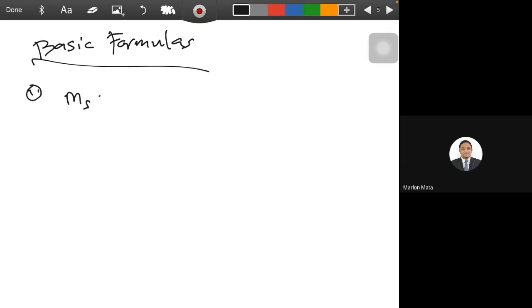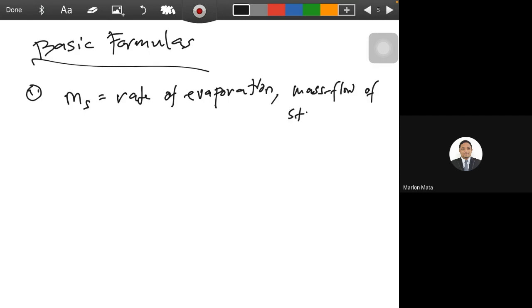So the mass of steam again is the rate of evaporation. The rate of evaporation, or the mass flow, in engineering it is easier to understand that it is the mass flow of steam, in kilograms per hour. So we will use kilograms per hour mostly in our examples because, again, for the reason of practicality, no?